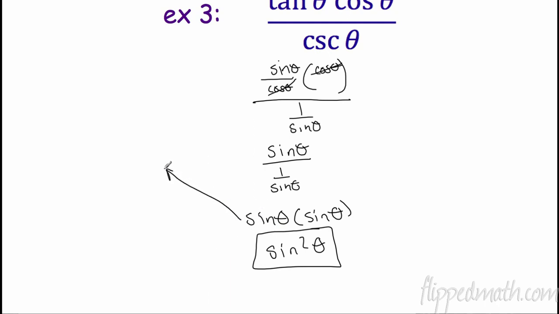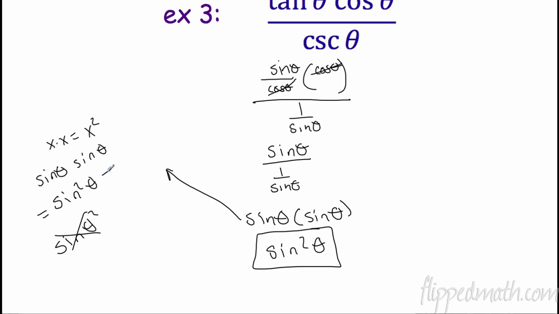Now this brings up a fair point. X times x is x squared. Sine theta or cosine theta or whatever, tangent, when you multiply those together, we write that as sine squared theta. We do not write that as sine theta squared. It is not the same thing. It's sine squared theta. In your calculator, you may need to write that as sine theta, group it all around, and square it. All right? But this is how we write it. Okay? That's a really important note for you to understand.